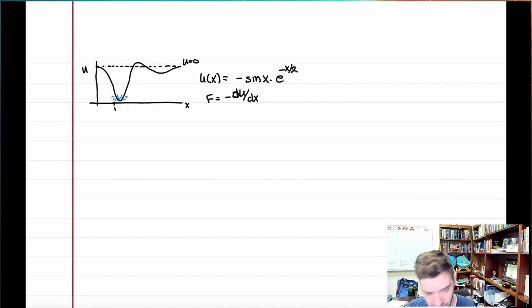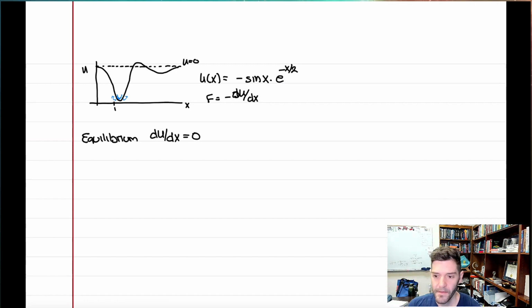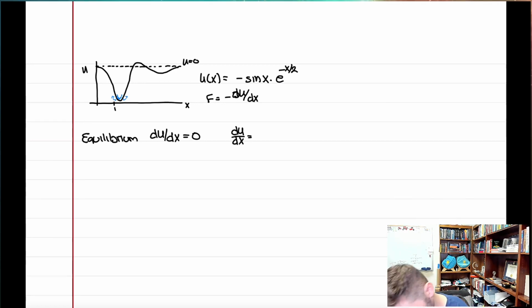Well, we can remember our results from energy in that the equilibrium point is where du by dx equals 0. So I could try to find that particular equilibrium point first. So du dx, note how this relates to the force being 0. So du dx is not too bad to take a derivative of as long as I'm careful.